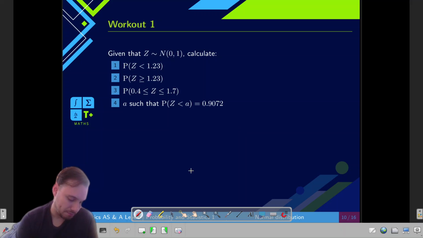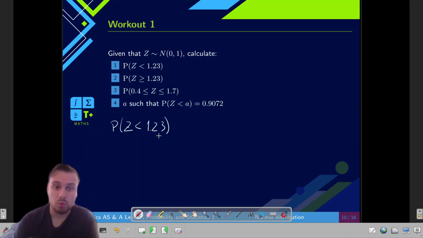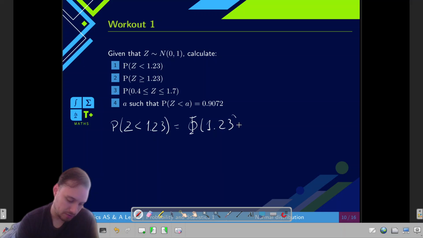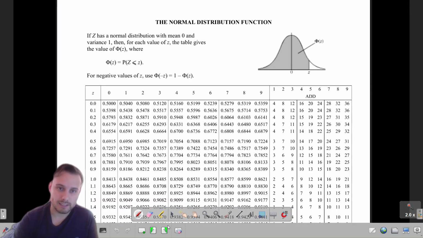The first one is the probability that Z is less than 1.23. What is this equal to? This is equal to the value for phi of 1.23. So what is it that I need to do? I need to go to my table. Let me go to our table and let's take a look at this.